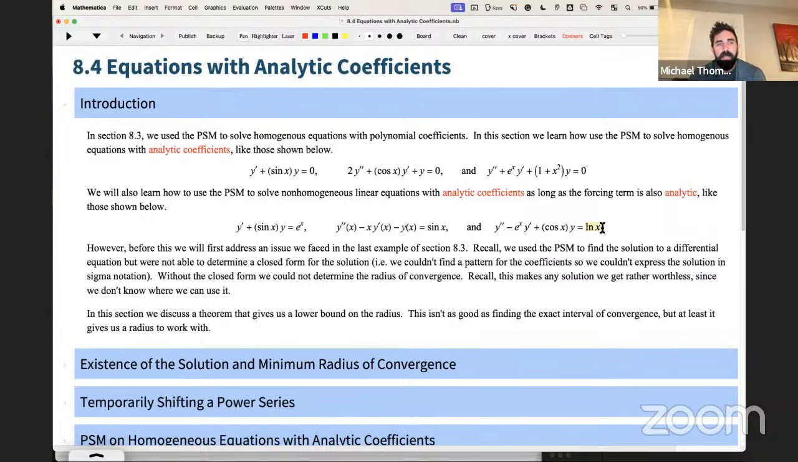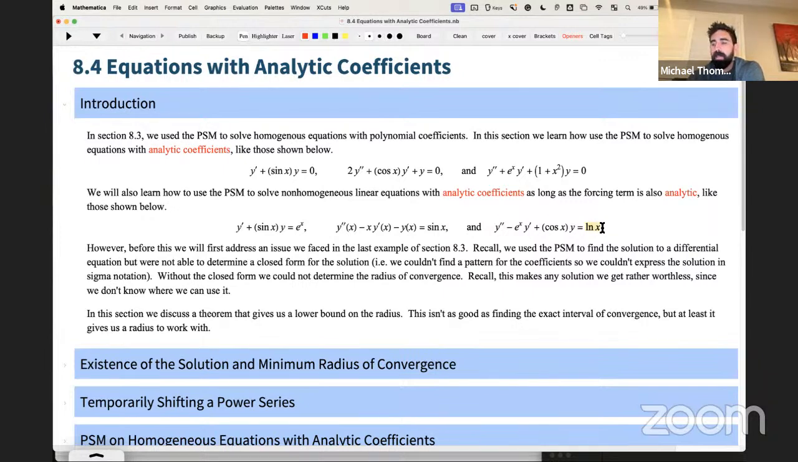Okay, but before we do this, we're going to talk about an issue that we ran up against in the last example of 8.3. If you remember, in this example, we solved a differential equation and we weren't able to get a closed form solution. What I mean by that is we couldn't find a pattern in the coefficients, which prevented us from figuring out a formula for a_n, which means that we couldn't write our solution in sigma notation. And if you can't write it in sigma notation, closed form, then you won't be able to figure out what the radius of convergence is.